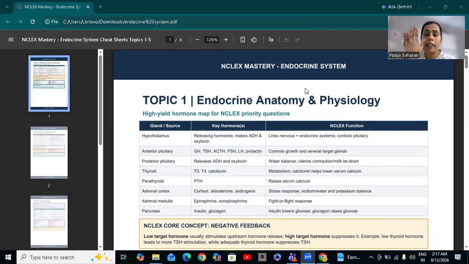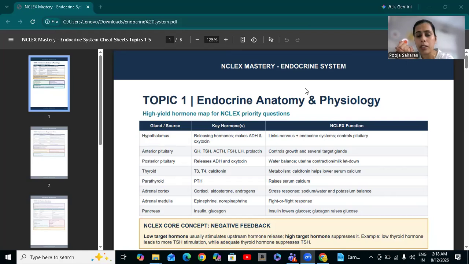The anterior pituitary secretes growth hormone, thyroid stimulating hormone, not releasing, stimulating hormone, adrenocorticotropic hormone ACTH, follicle stimulating hormone, luteinizing hormone, and prolactin. So the question arises, ma'am, how are we going to remember it? Don't worry about it. Step by step, as we start reading about the diseases related to these glands, you're going to remember it.